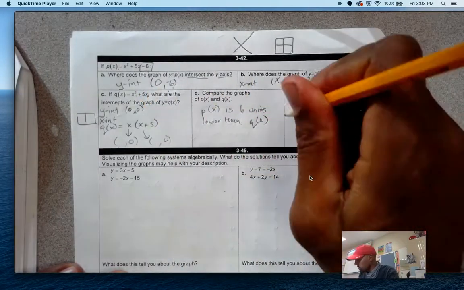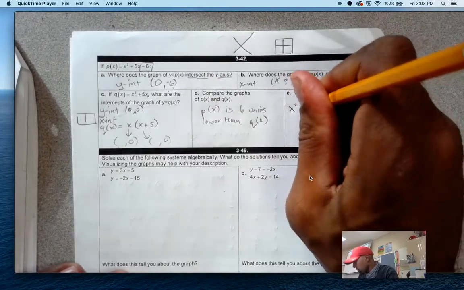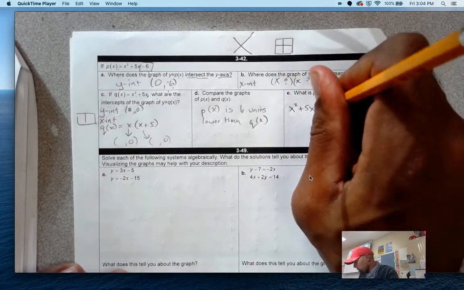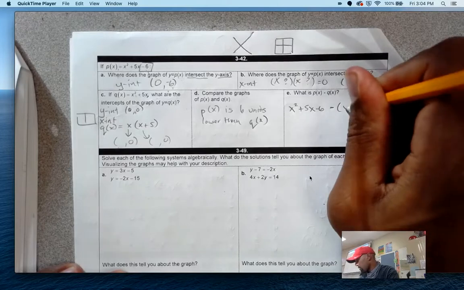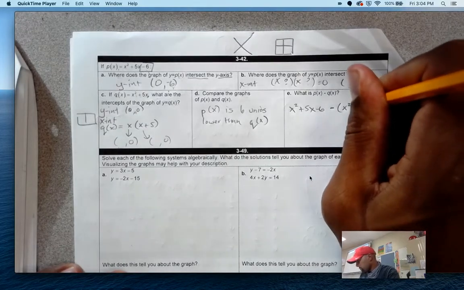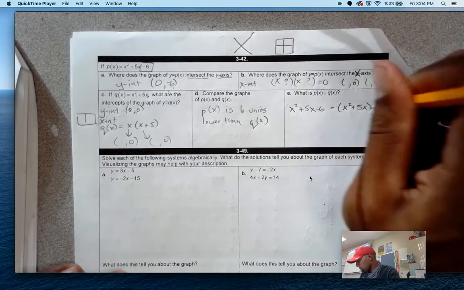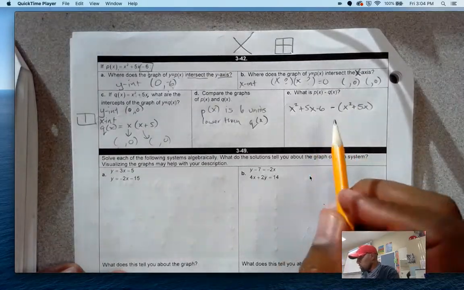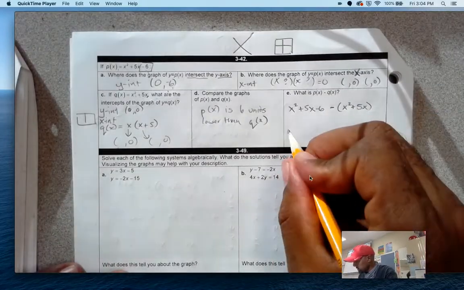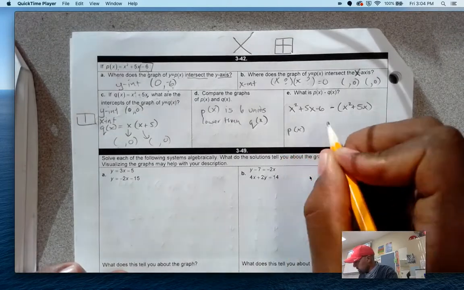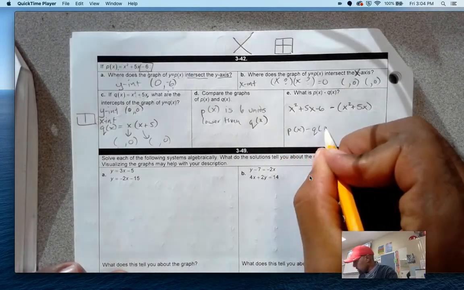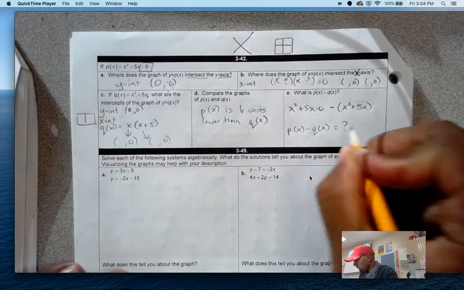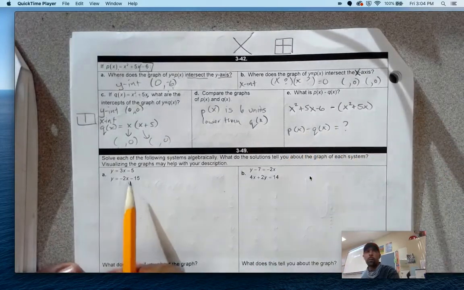You take p of x, which is the first one, and then subtract from that q of x. Now, notice I put this in parentheses because you're subtracting the whole thing. So that means you're going to have to distribute the negative. So you figure out what that is. All right? So I'm going to write this here. P of x minus q of x equals what? Okay, you figure that out.